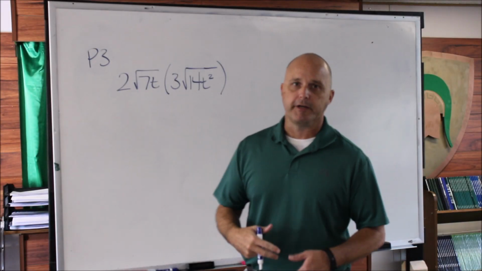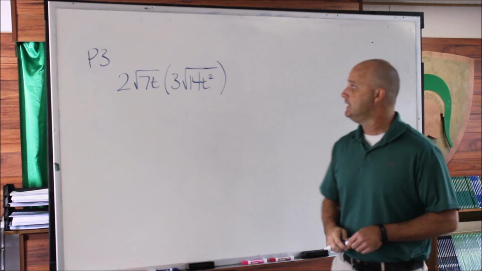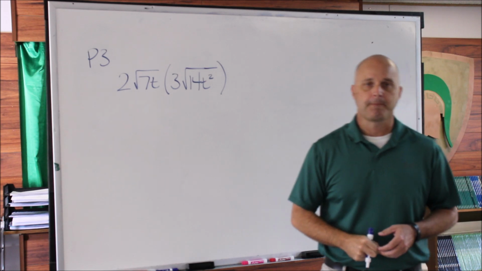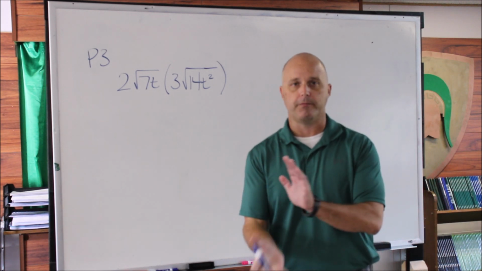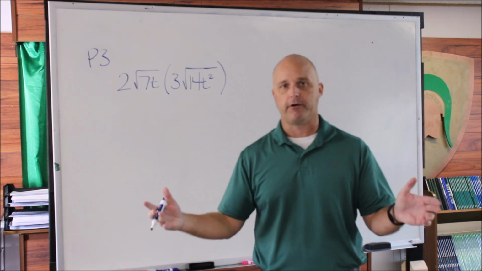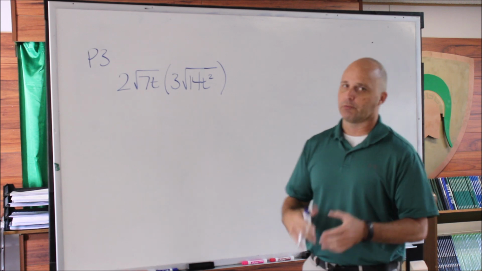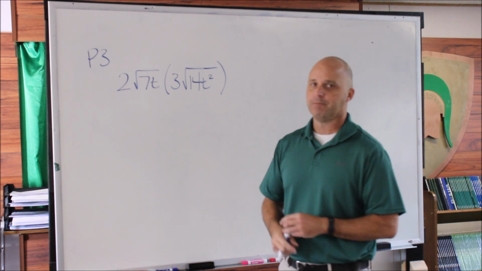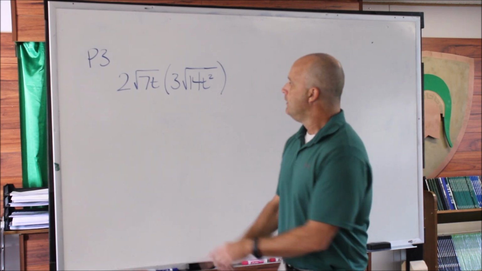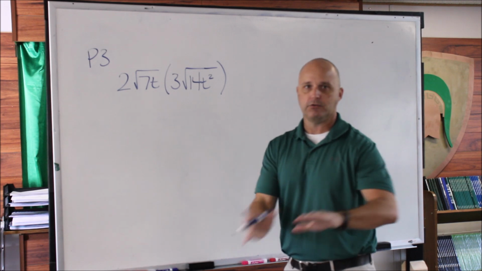So in problem number 3, we're going to take a look at how this works. We've got 2 times the square root of 7t times 3 times the square root of 14t squared. Now, one of the things that I want you to remember from an earlier lesson is that we were able to split radicals apart. We're also able to combine them. So that's one of the things that we're going to do during this exercise here. I want to try and get everything that's alike together. So you can see that I've got these two coefficients here, the 2 and the 3. I want to get those together.